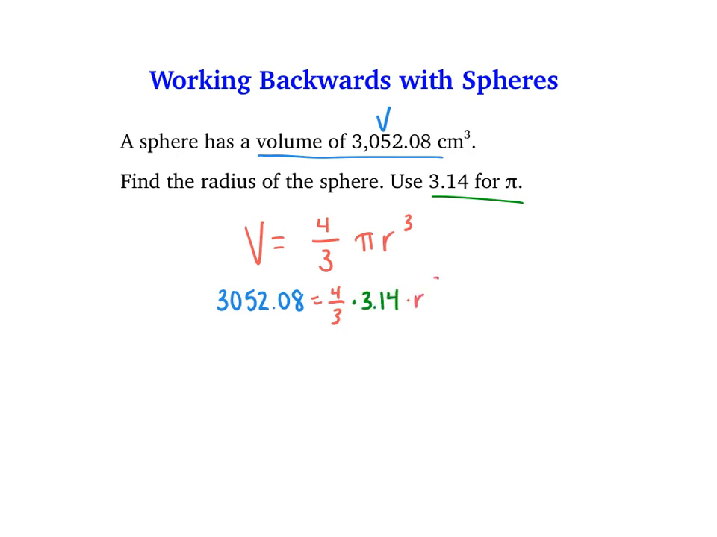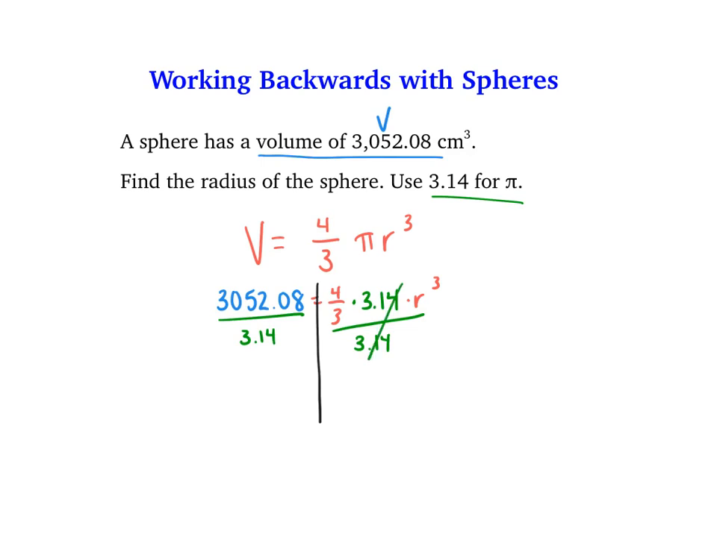And I still don't know my r cubed. So here you have a couple of options. The goal is to get r by itself. So if you wanted to, you could actually multiply these together first, or the way that I'm going to show you is to take it in pieces. So the first thing I'm going to do is divide by 3.14. Let's get rid of that pi first.